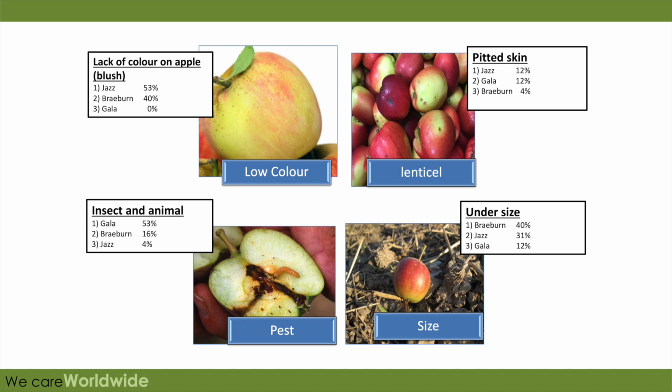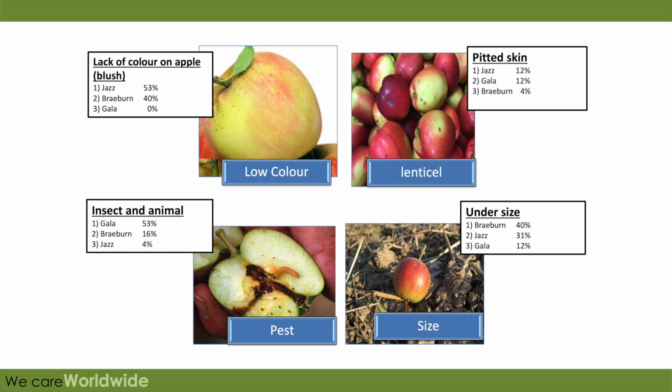Pitted skin. This was an issue that was seen across many growers and quite high. This is where the apples started to break down on the lenticels, the little spots on the apples, and then started to get larger and larger pitted black skins. Insect and animal. This was really a mixture of maggots, birds, and other insects that just attacked the apples, and you could easily recognise that they weren't good enough to pick. And then of course the undersized apples that were found in the crops.